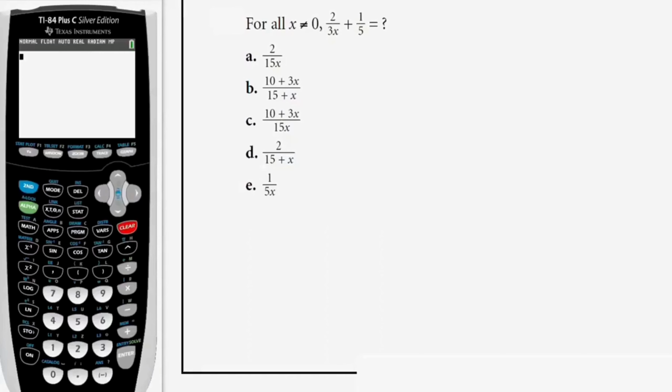In this video, we're going to learn how to solve this ACT math question easily and fast using the TI-84 Plus scientific calculator. Alright, so the question says for all x not equal to 0, the expression 2 over 3x plus 1 over 5 equals what? So we have to simplify this algebraic fraction. So this is very simple guys.